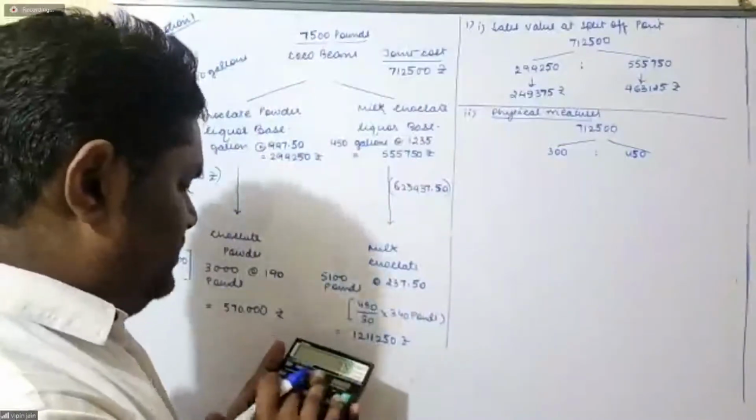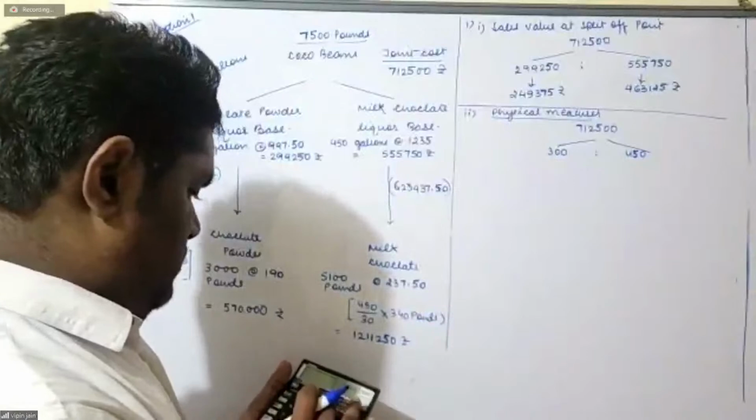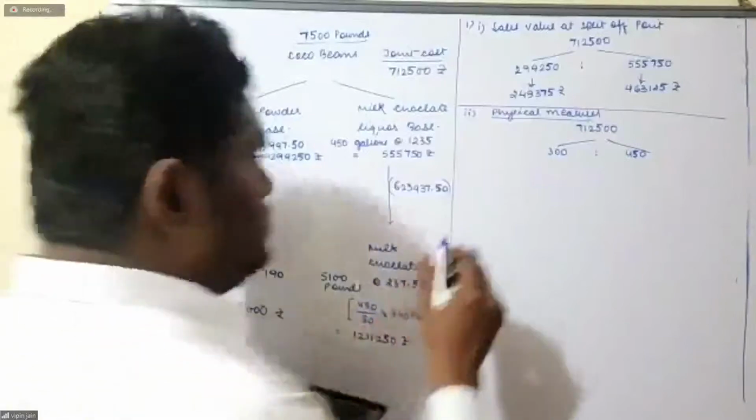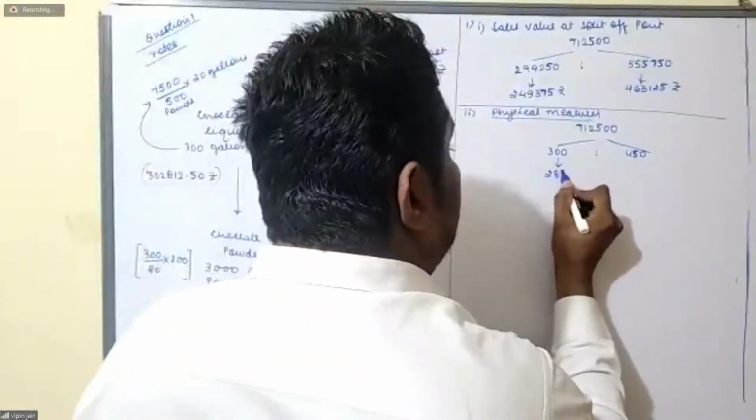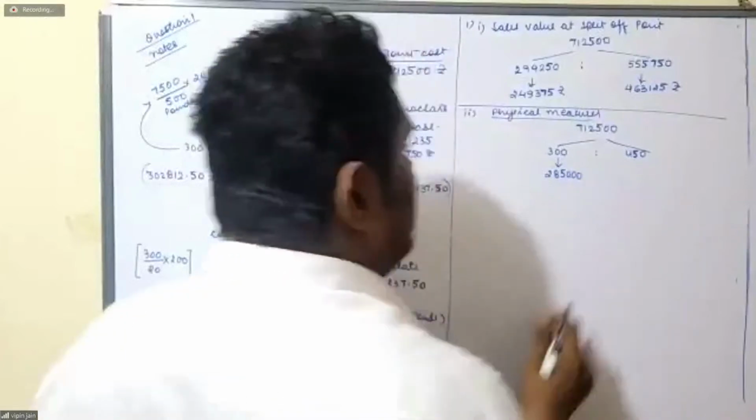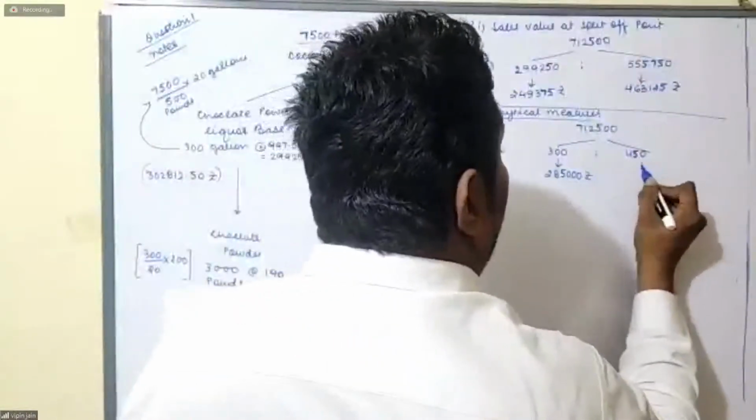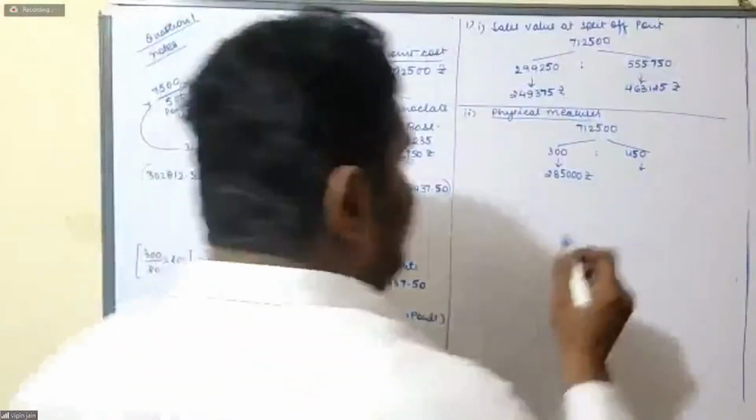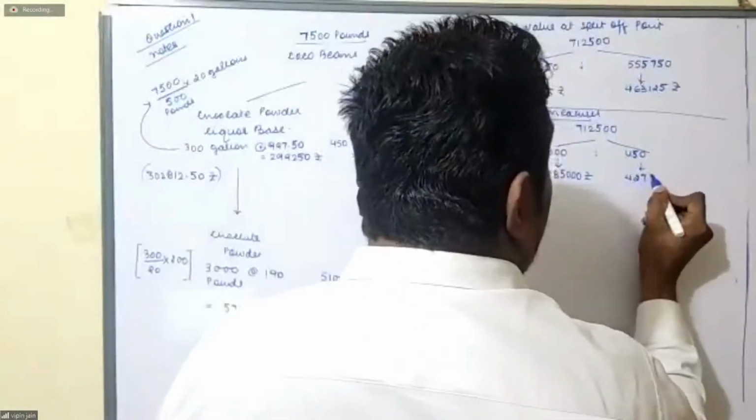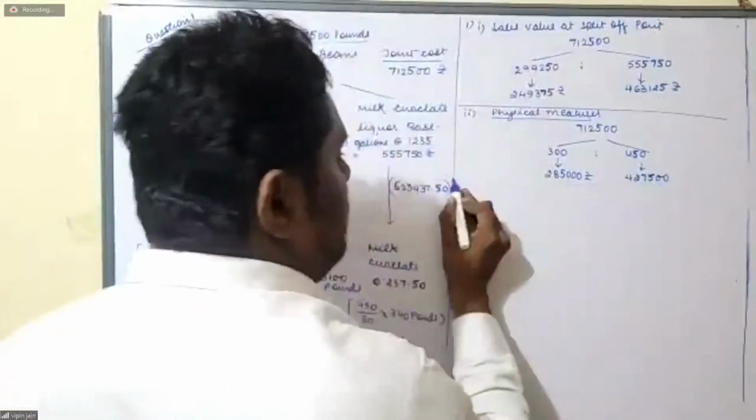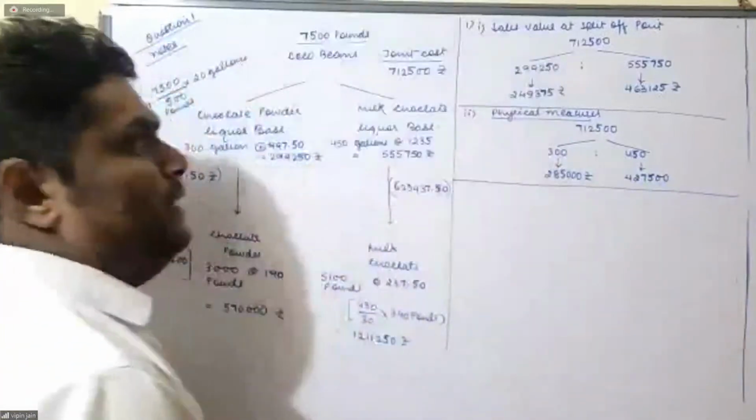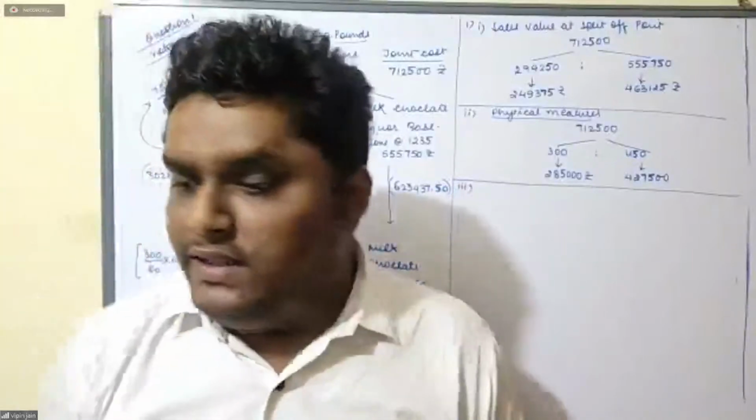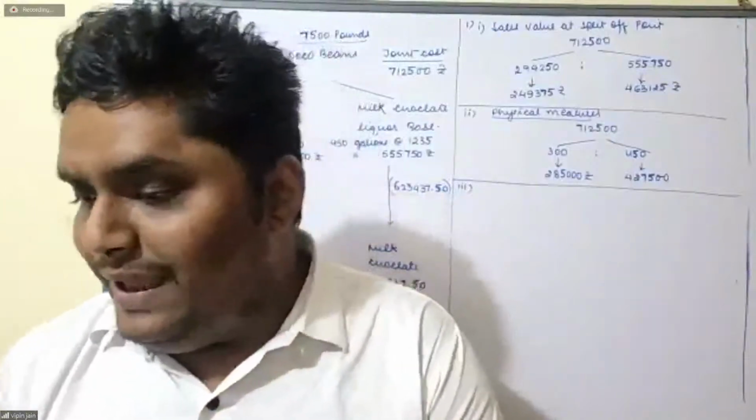So 7,12,500 divided by 750 into 300. So this will be 2,85,000. This will be 4,27,500. The second part is over. Now let's proceed further with the third part, wherein they are saying that estimated net realizable value method.